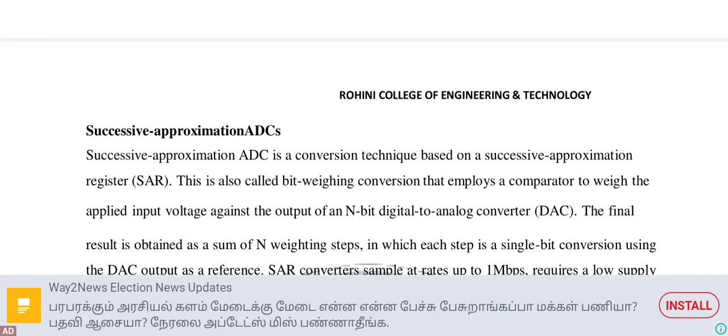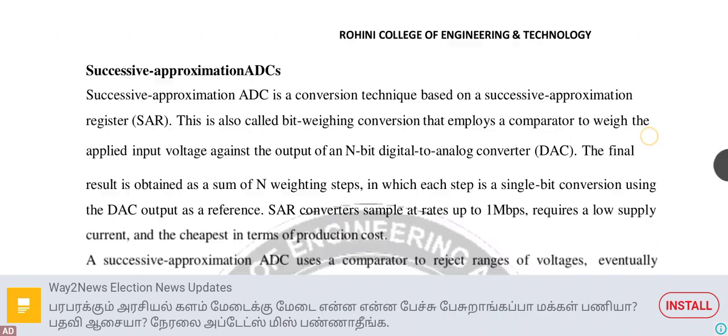The second one is successive approximation ADC. This is based on a successive approximation register. This is also called bit weighting conversion, which employs a comparator to weigh the applied input voltage against the output of a DAC.